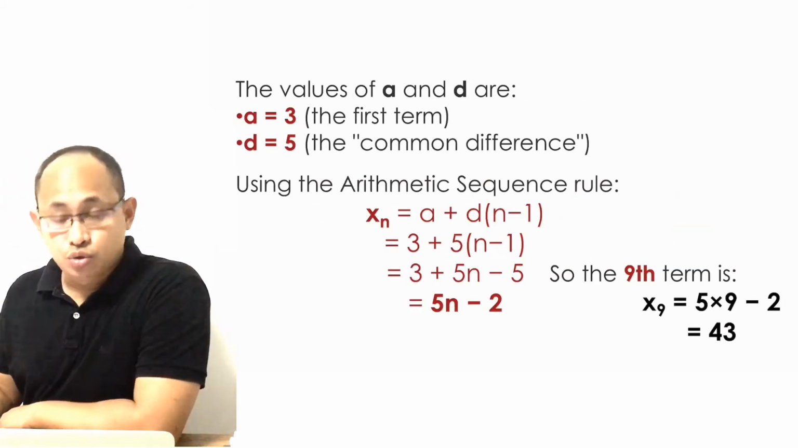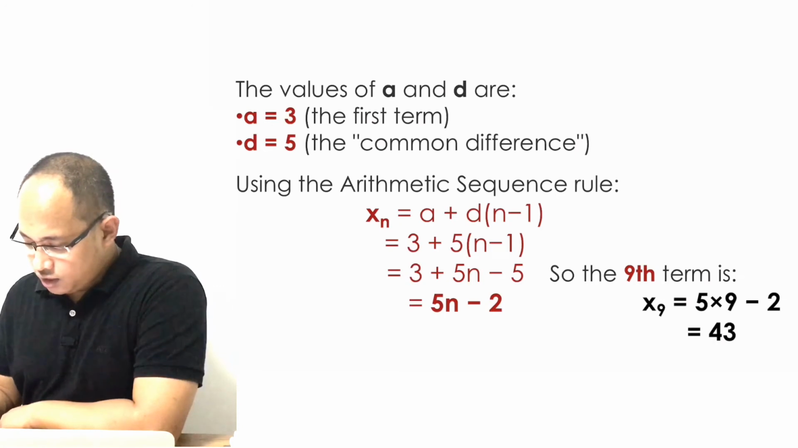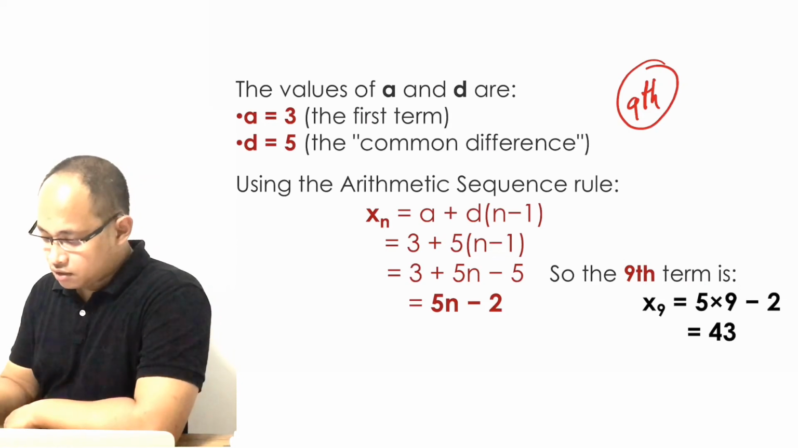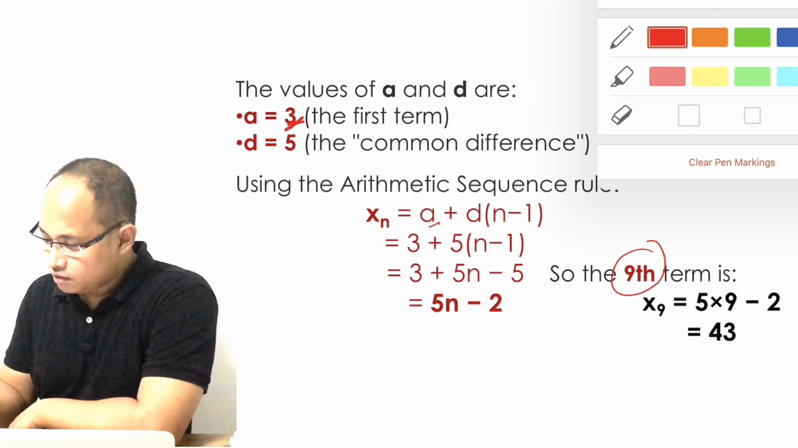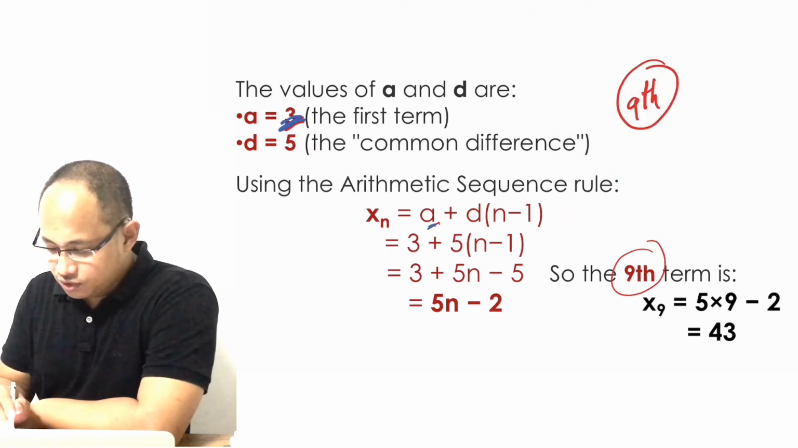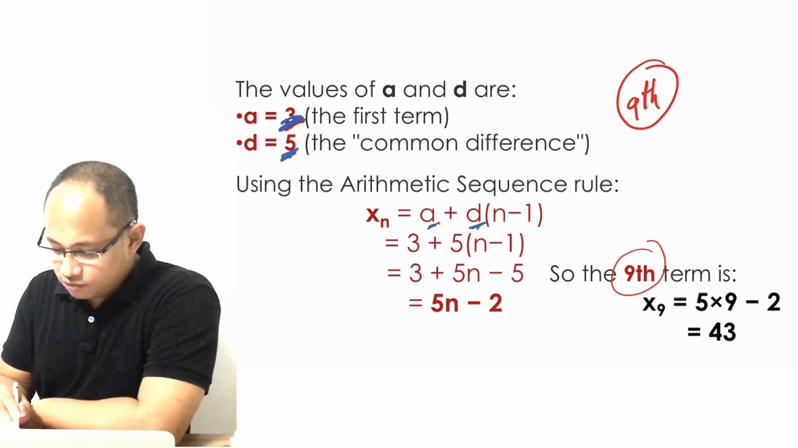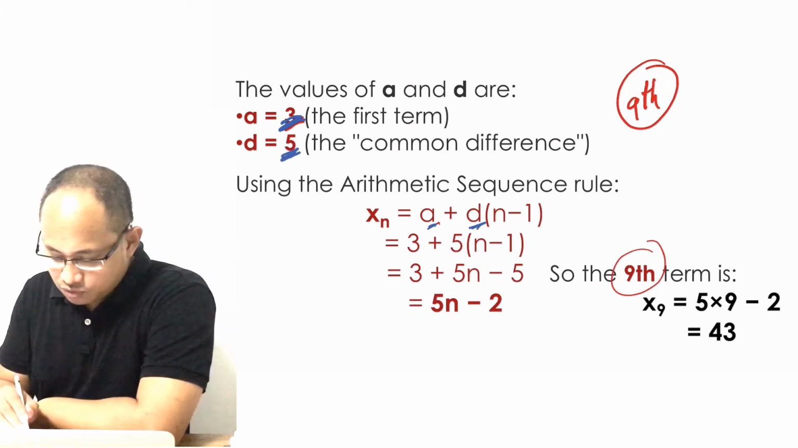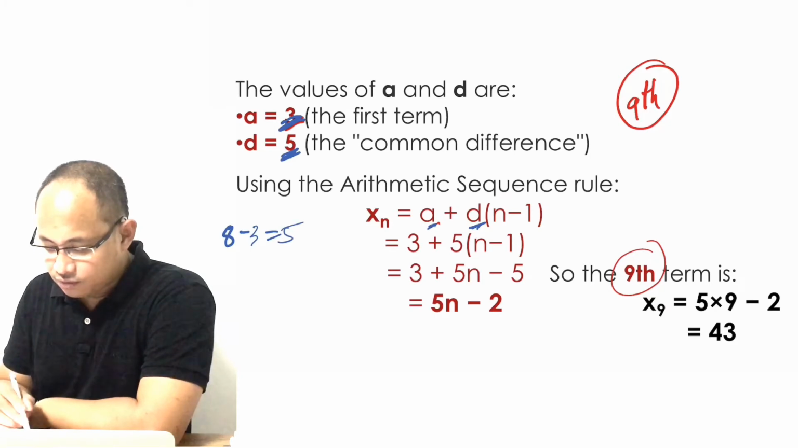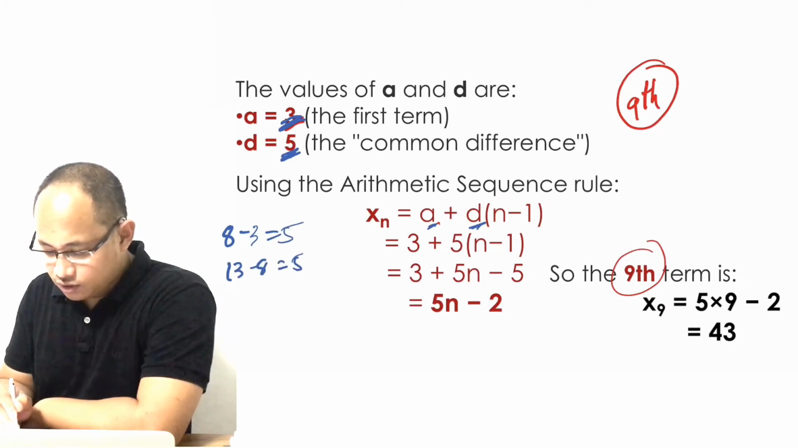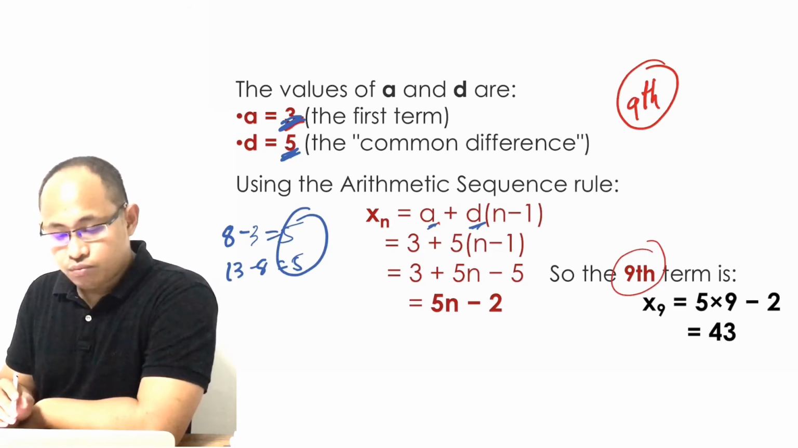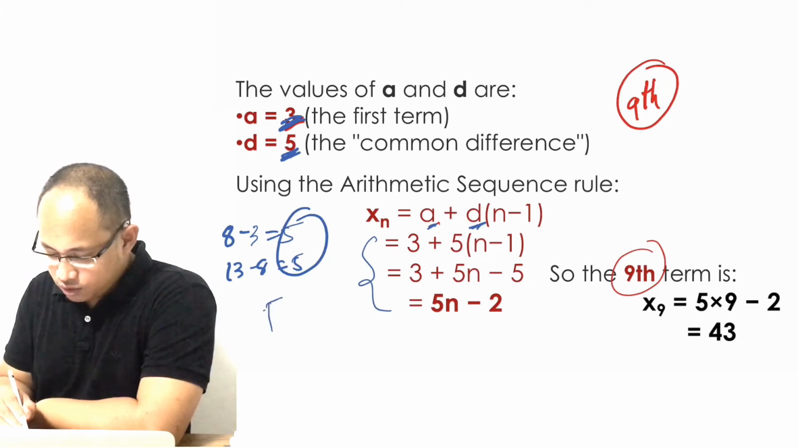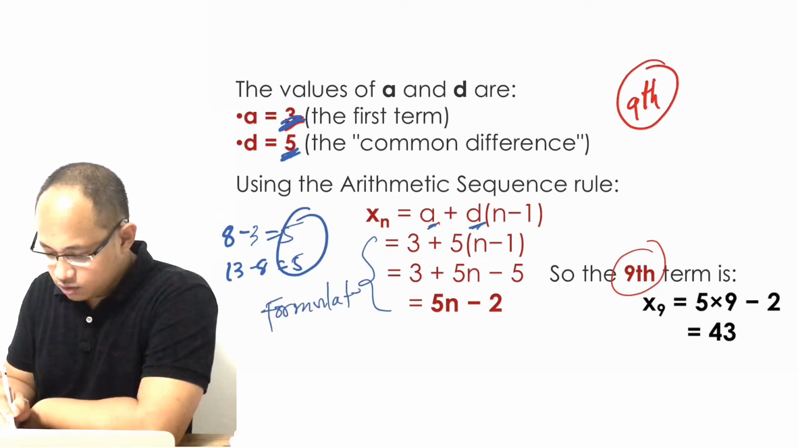Now we go for the solution because we are looking for the ninth term. Yeah, we're looking for the ninth term here. So A is the first term, which is 3. Next, D is the common difference, which is 5. When we subtract 8 minus 3, it is equal to 5. 13 minus 8 is equal to 5. So this is the common difference here. Now n is the term, so we are going to formulate. First, you formulate the formula.